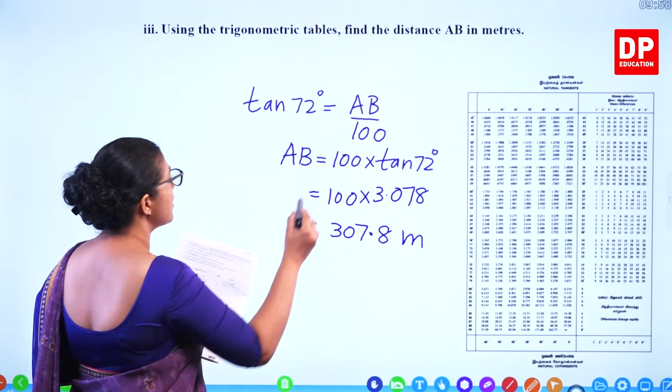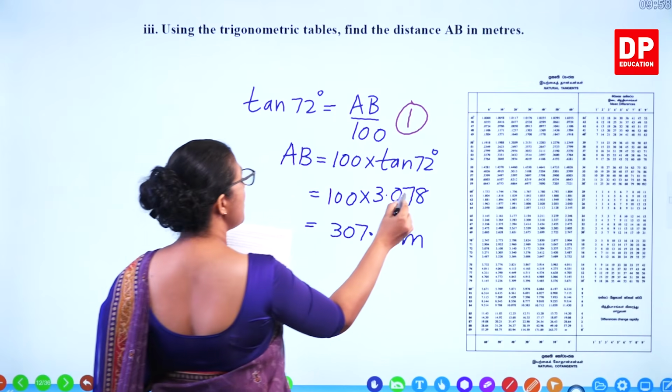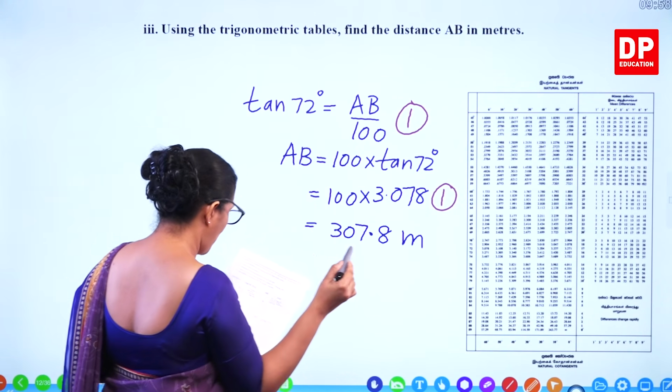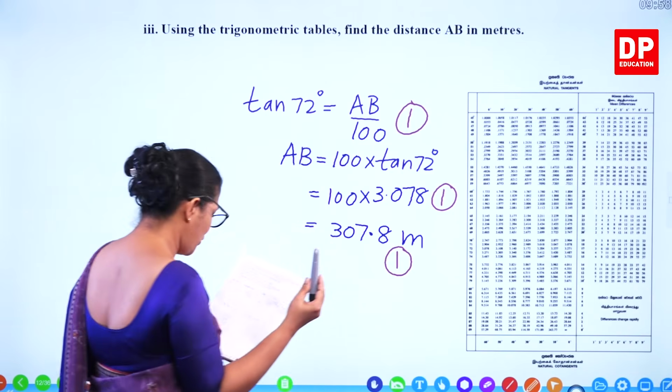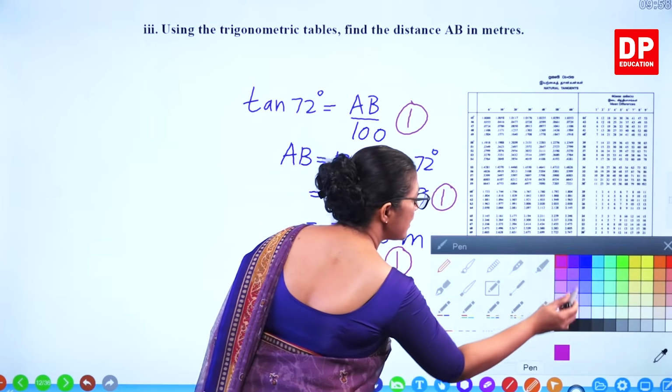For the correct ratio, tan ratio, 1 mark. Referring the table and write down this value, 1 mark. And 307.8, 1 mark. So 3 marks for that step. Now take a look at the next one.